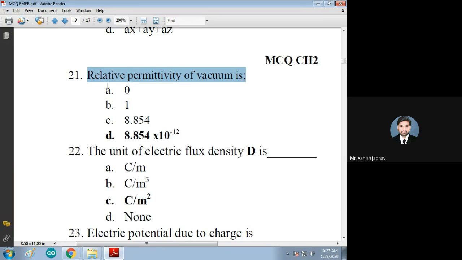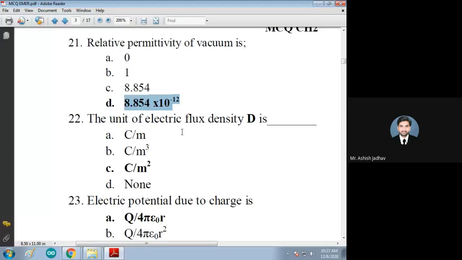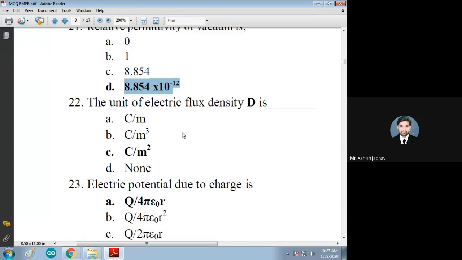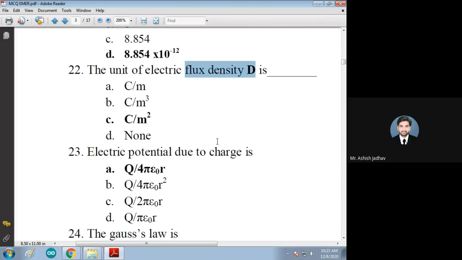Okay, permittivity of vacuum, this is a constant they have mentioned. So remember, permittivity of vacuum is 8.854 into 10 raised to minus 12. Then the unit of electric flux density, याचं युनिट असतं coulombs per meter square. कारण काय? Electric flux density, its definition is flux upon area, right? But we know that flux is equal to charge. This is what Gauss's law says.